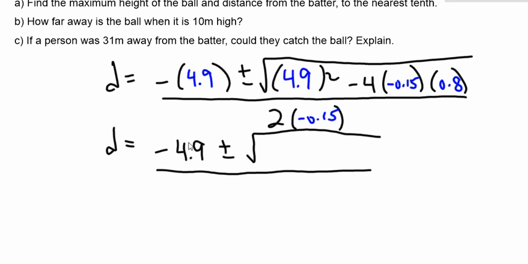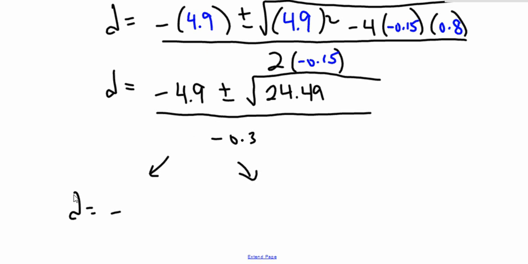Okay, so I'm going to calculate all of this at once in my calculator. So if you want to listen along, 4.9 squared minus bracket 4 times negative 0.15 times 0.8 close bracket equals, and that's going to be 24.49. And in the denominator, I'm going to have negative 0.3. So at this point, I'm going to calculate the square root of 24.49 and split it into two different roots. So one of them is going to be the plus. So if I take the square root, what do I get? I get 4.94. Good. Actually rounded correctly, 4.95. So 4.95 divided by negative 0.3.